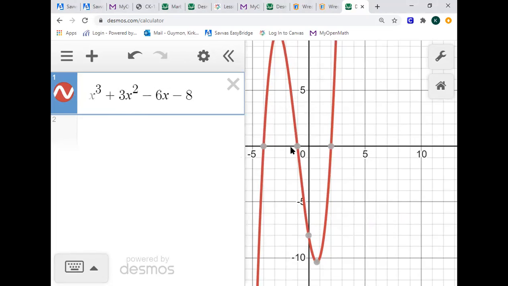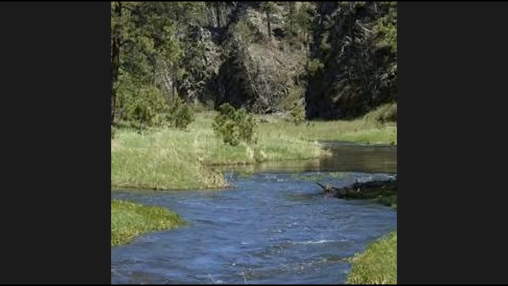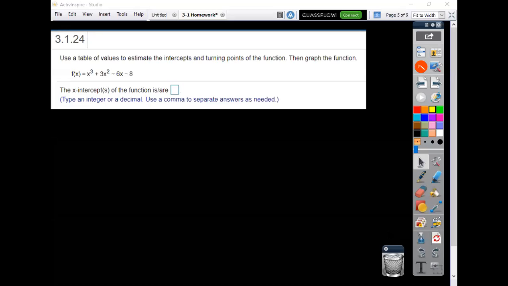So we've got one at -4, -1, and 2. So if we keep in mind those x-intercepts, -4, -1, and 2, all right, then let's go back to our question. Our question over here asks the x-intercepts of the function, and notice the hint below: type an integer or a decimal, use a comma to separate the answers as needed.